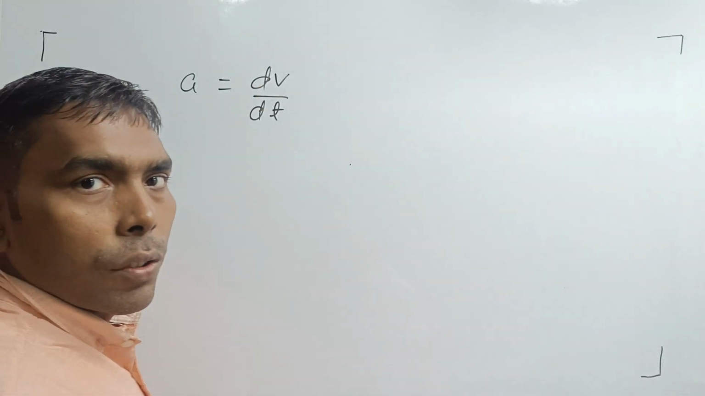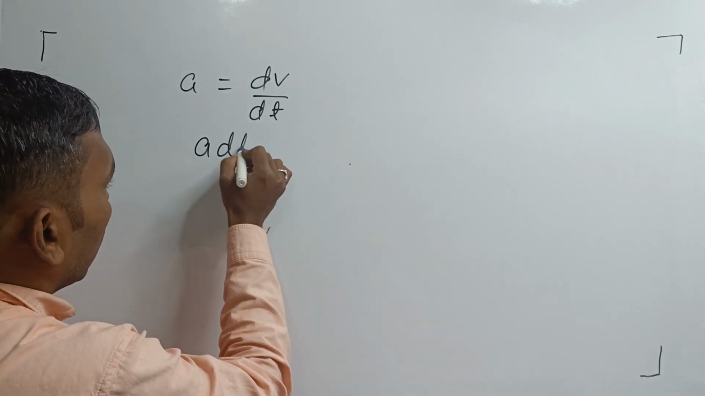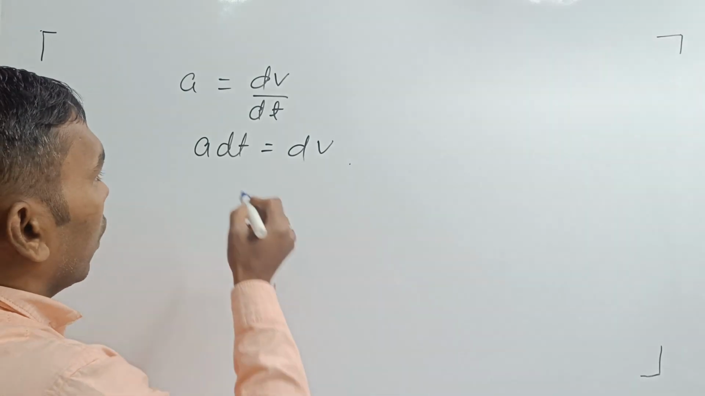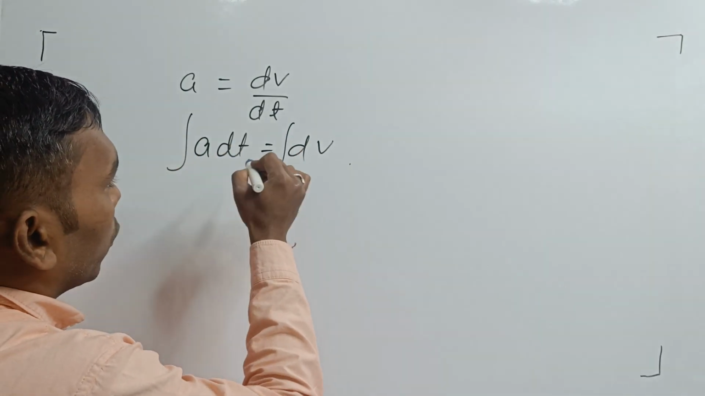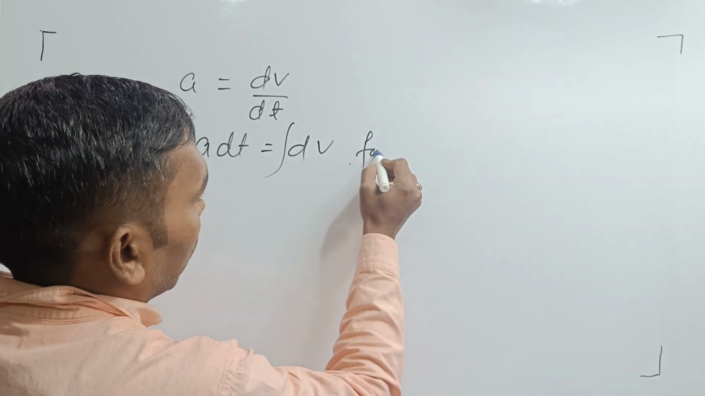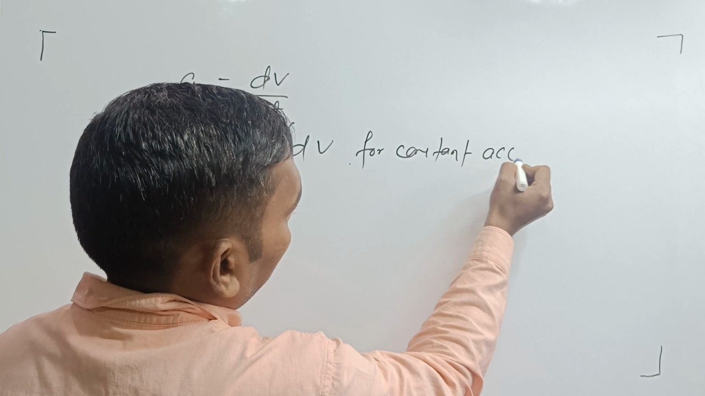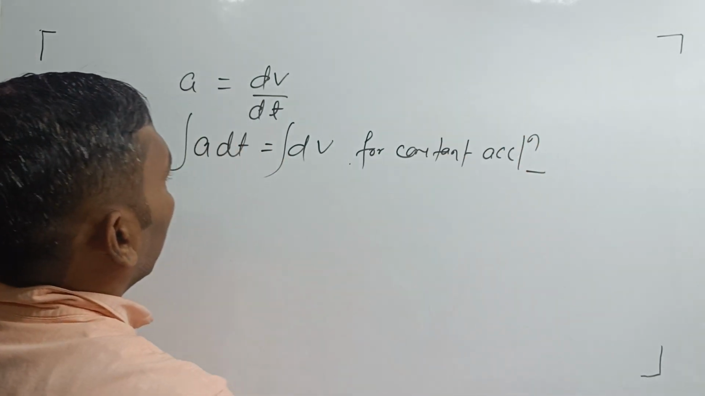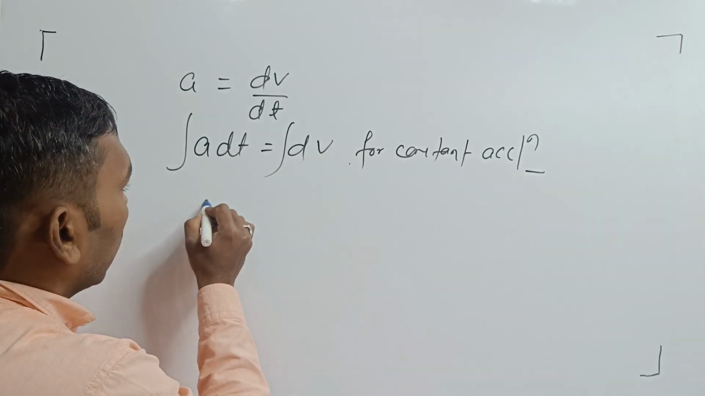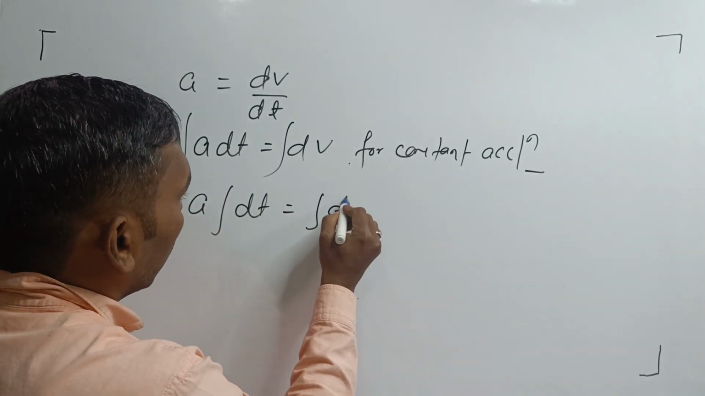Rate of change of velocity is called acceleration. अगर मैं इसको इधर लेकर चला जाता हूं, a dt equal to dv. Then if we put integration sign on both sides, then what happens? For constant acceleration, a comes out from the integration part and it becomes a integration of dt equal to integration of dv.